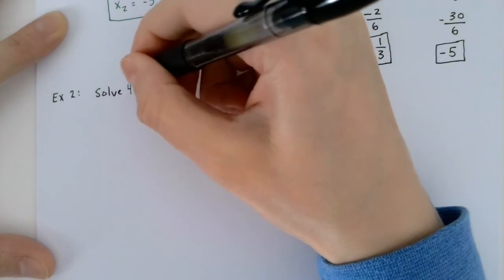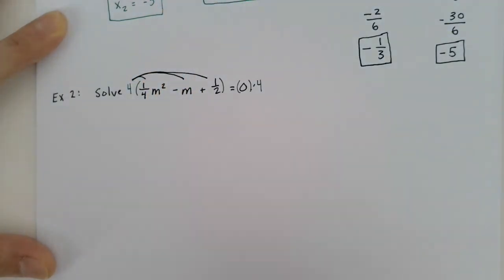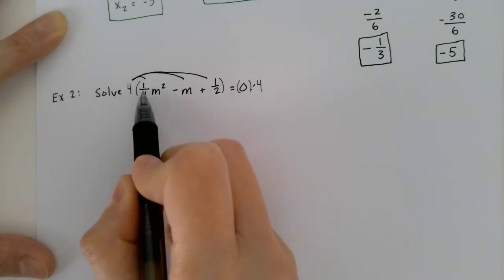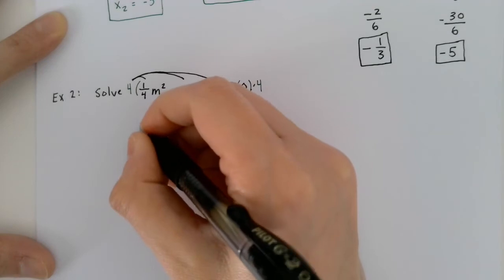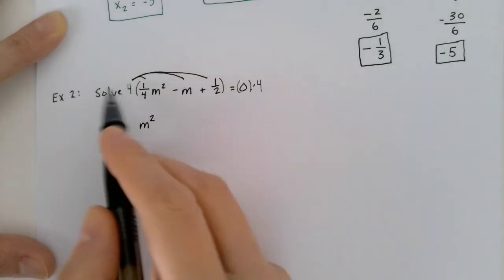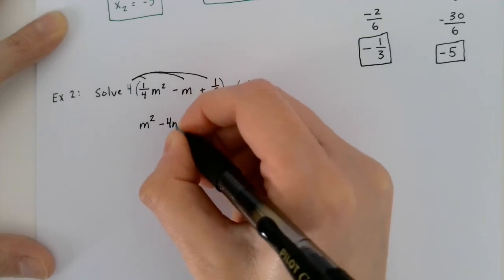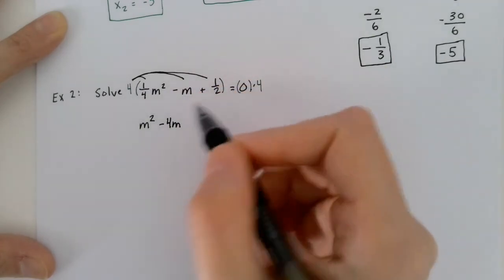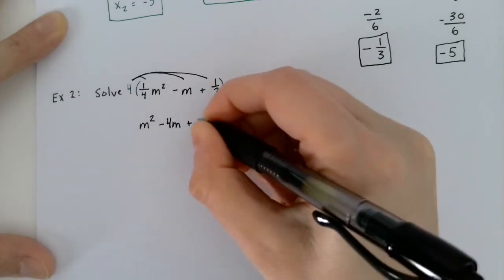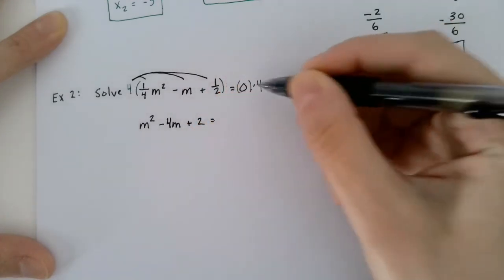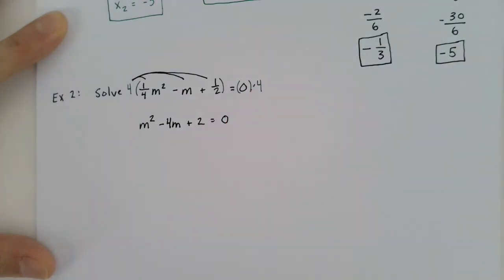So if I just start distributing, we'll get the new equation. So 4 times 1/4 m squared, that simplifies to 1m squared, so I just have m squared. 4 times negative m is negative 4m. 4 times 1/2 is 2, and 0 times 4 is 0. All right, that looks much, much better.